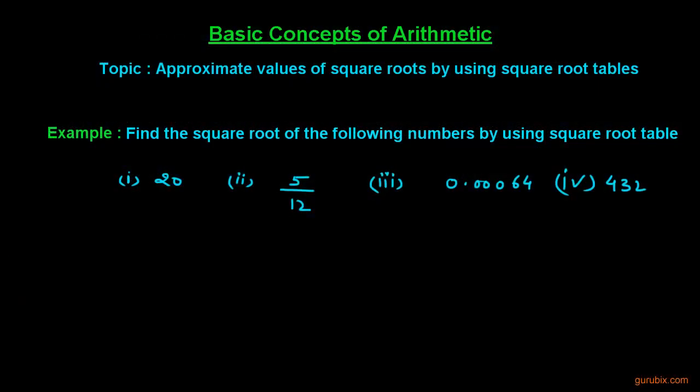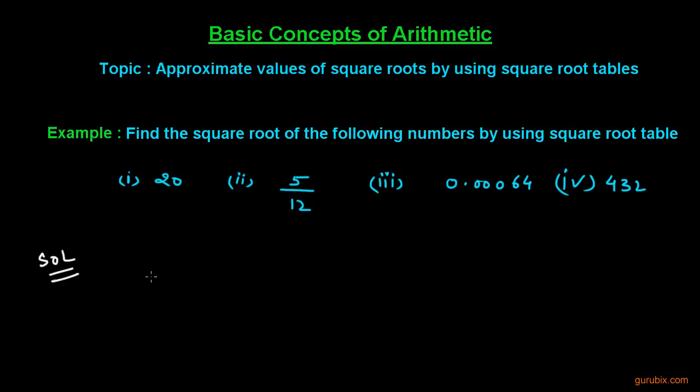Welcome friends. In this video we are going to learn how to calculate approximate values of square roots by using square root tables. This means we are going to use square root tables to find the square root of the given numbers. We shall learn this method by an example, and the example says: find the square root of the following numbers by using a square root table. We are given four parts of this example, and we shall start with part 1.